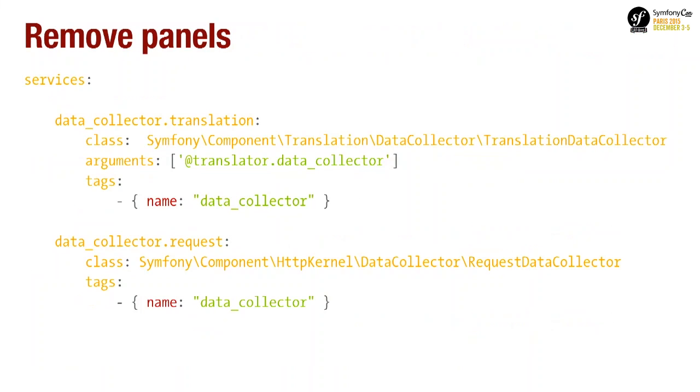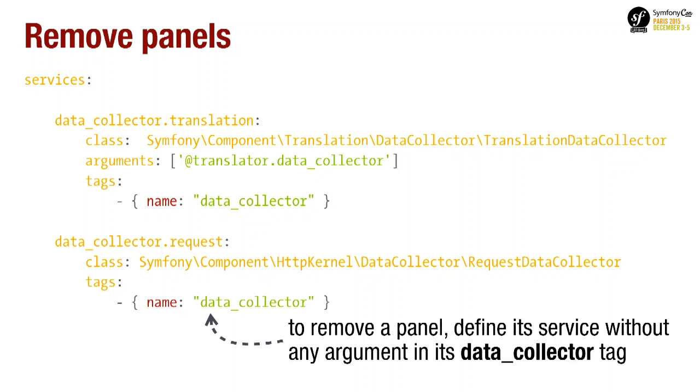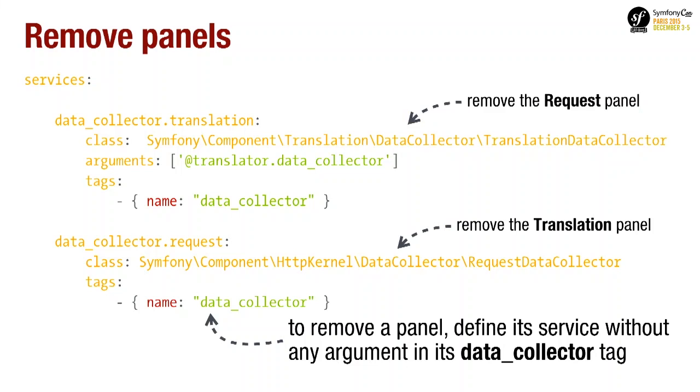And more things that you can do is to remove the panels. It's not very easy, it's not very convenient, okay, but you can do it like that. You redefine the data collector service, and you remove all the arguments for the tag. The data collector tag doesn't have any argument, and this removes the panel. For instance, if you don't like the translation panel because you manage translation in any other way, you can remove it entirely from the web debug toolbar.